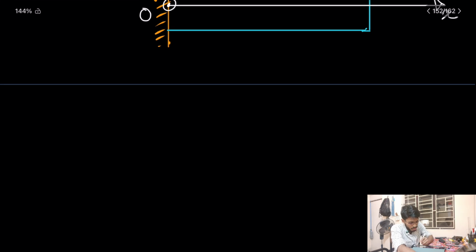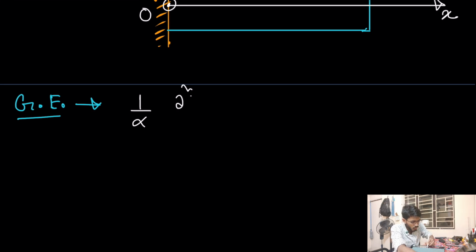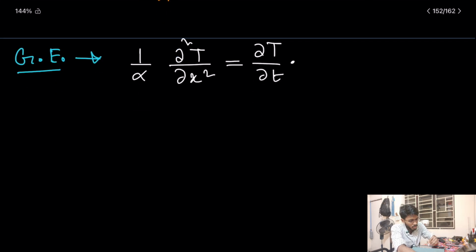So the governing equation will be, now I don't have to explain, you can write it in your dreams also. The governing equation will be this thing, right? And what will be the boundary conditions? Let us write the boundary conditions.